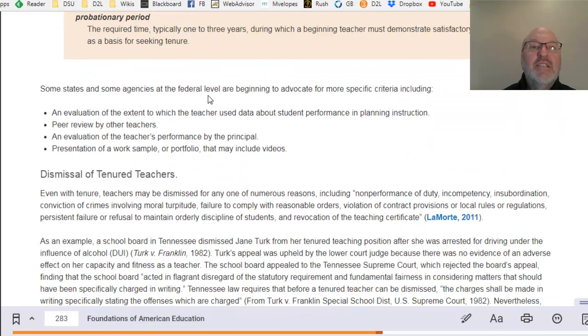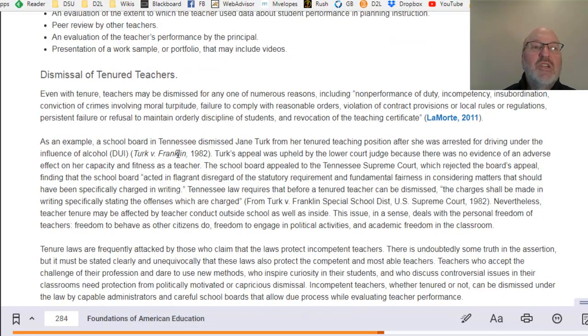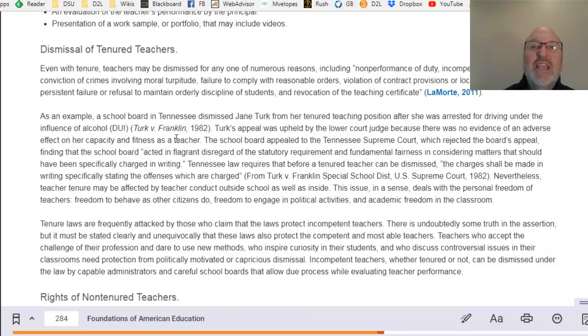Okay. Some states and federal agencies are beginning to advocate more specific criteria, including evaluation, the extent to which the teacher used data, peer-reviewed things, to make it a little harder, and then dismissal of tenured teachers. At the end of the term, we watched Waiting for Superman, and you saw how hard it is to dismiss a tenured teacher. Lots of cases over this.